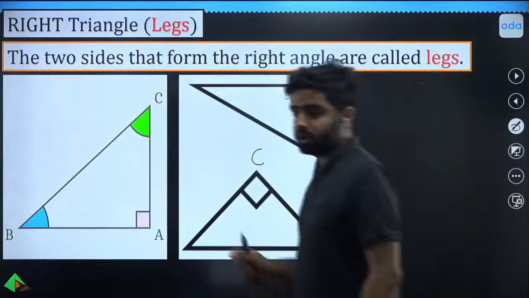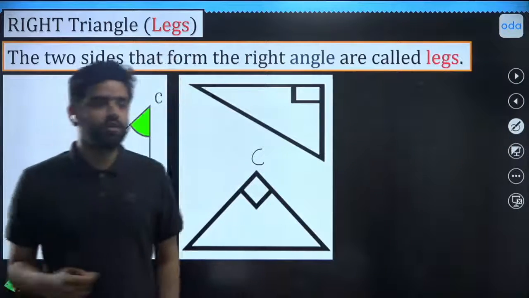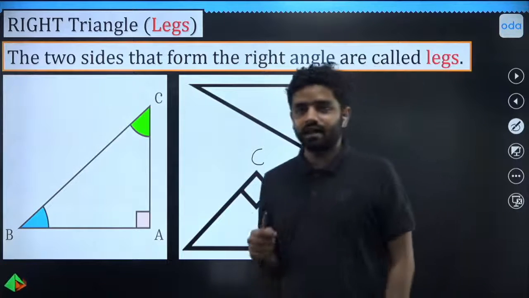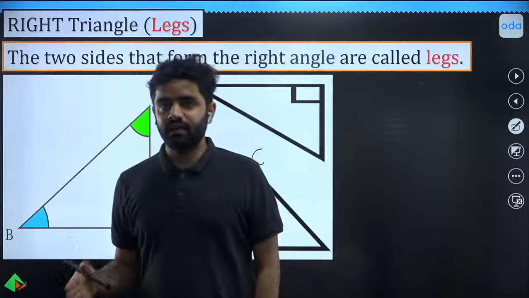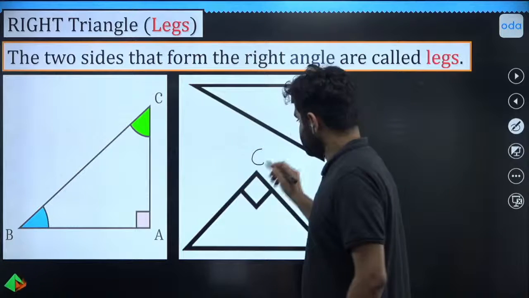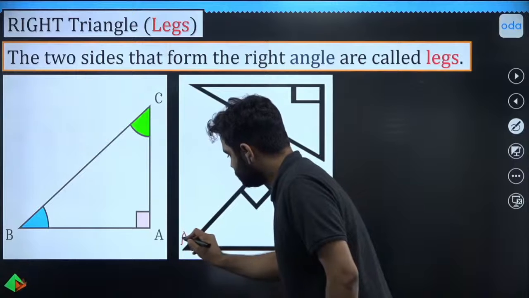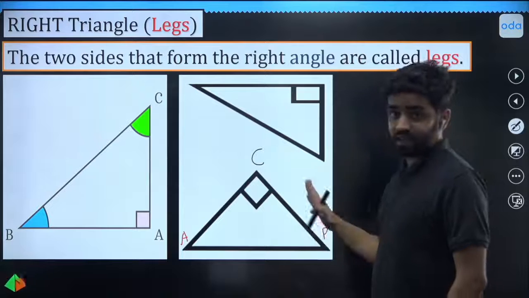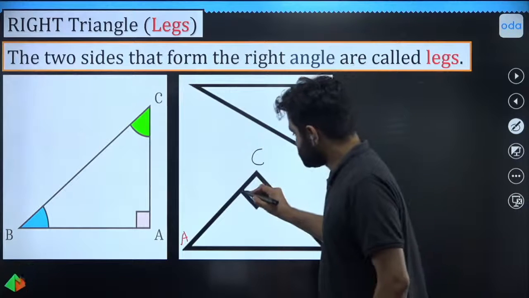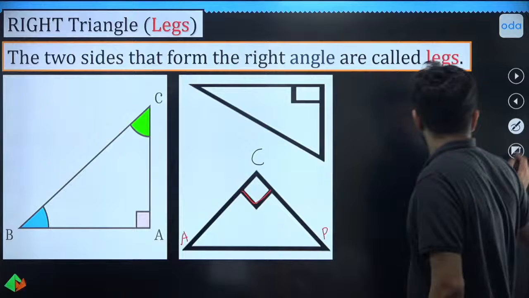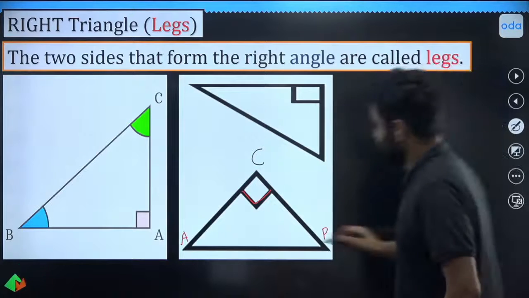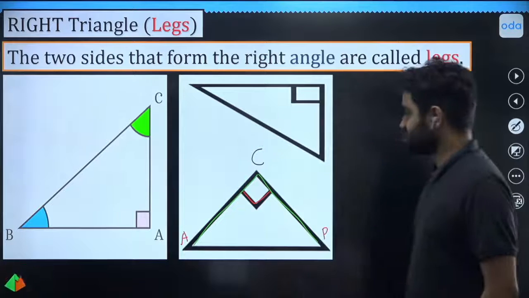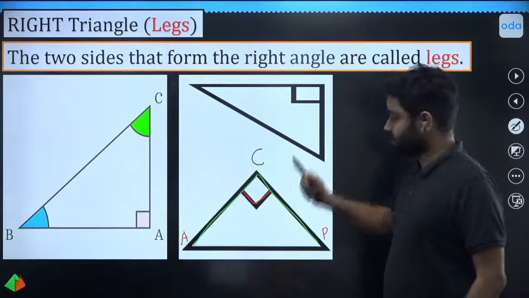Now the next very important thing to apply Pythagoras theorem is, we need to know what legs are in a right angle triangle. So what are legs? The sides which make 90 degrees are called legs. Like this triangle, I'm naming it CAP. So what are the legs in the right angle triangle CAP? The sides which make 90 degrees, this is our 90 degree angle. So the sides which make 90 degrees are CA and CP. So CA and CP are our legs for the given right angle triangle.